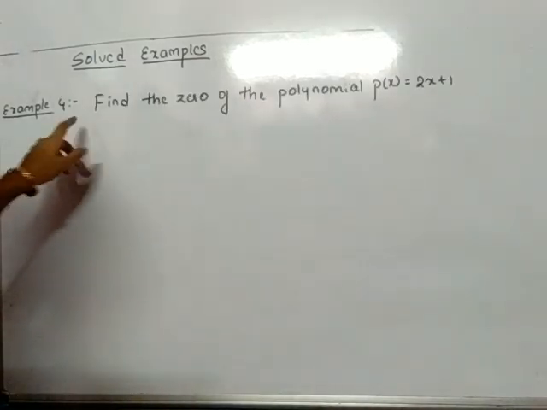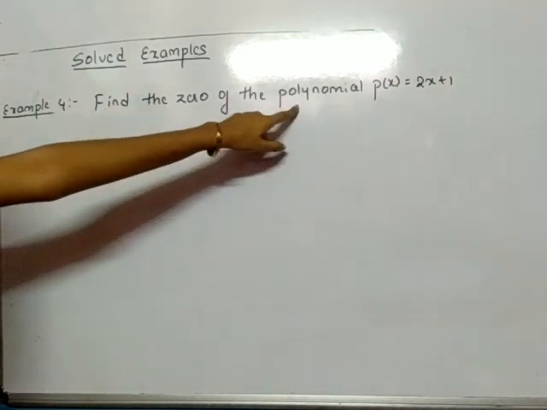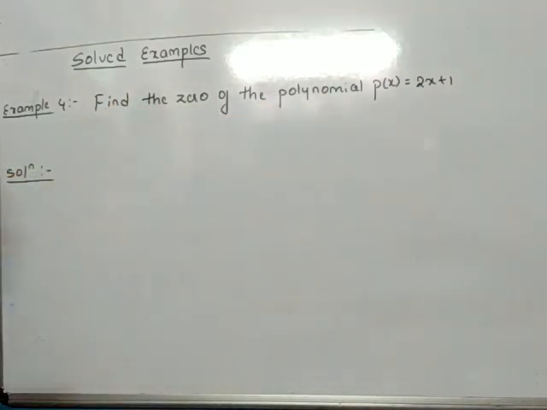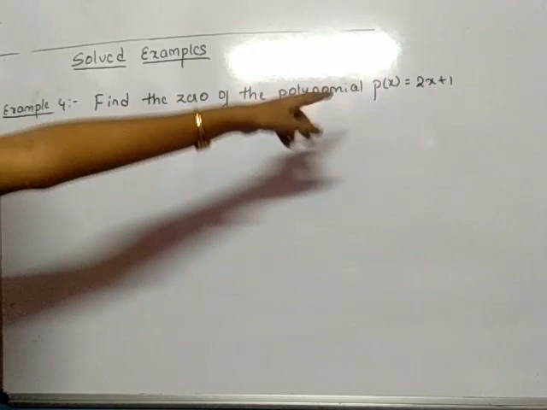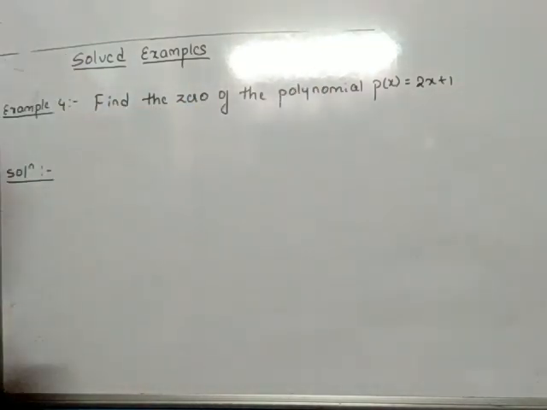Here, fourth problem, solved example. Find the zeros of the polynomial p of x is equal to 2x plus 1. In the previous example, they already gave us -2 and 2 to check whether these are the zeros of the polynomial or not. Here we need to find those zeros. Yes, we need to find those zeros, and they have given one polynomial. Using that polynomial, we need to find those zeros.